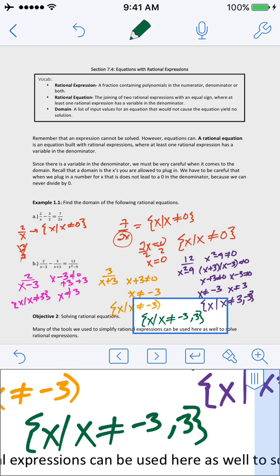Alrighty. Hopefully that was just a quick reminder of the domain and what x can and cannot be. It's majorly important now that we're actually solving these. Up until now, we've just been reducing them, right? We didn't have to worry about plugging in stuff for x. But now we're actually getting answers.